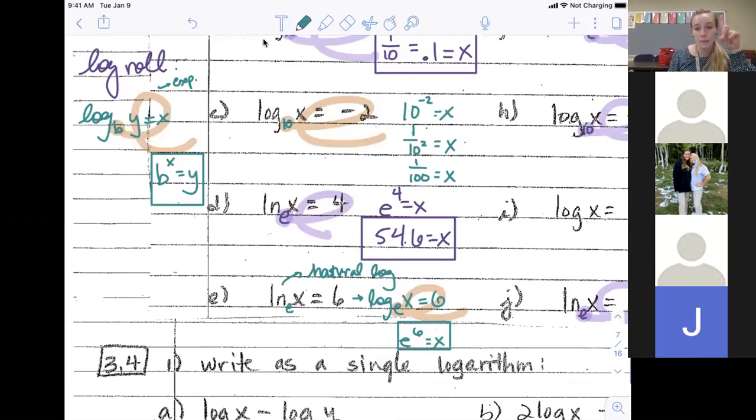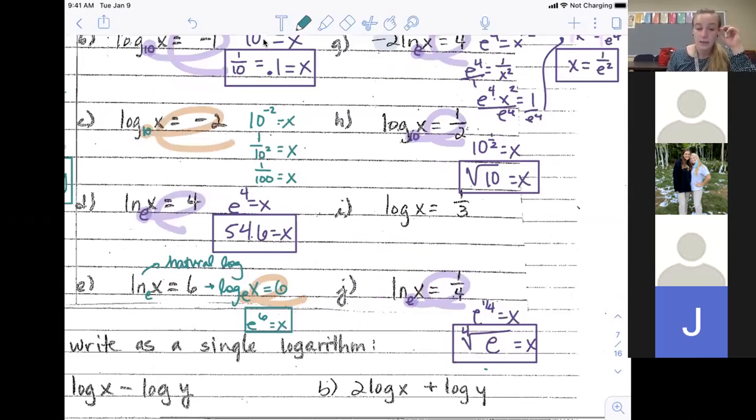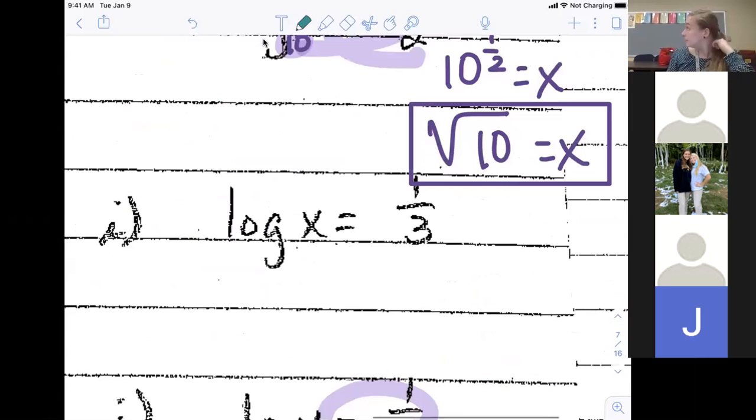The one other problem I want to practice is letter I. I is an ice cream. Also, they're doing some kind of drilling around here, so if you can't hear me, just let me know. On letter I, we've got log base 10 again because it's log with no base. We assume it's 10. I do my log roll. 10 to the 1/3 equals x.